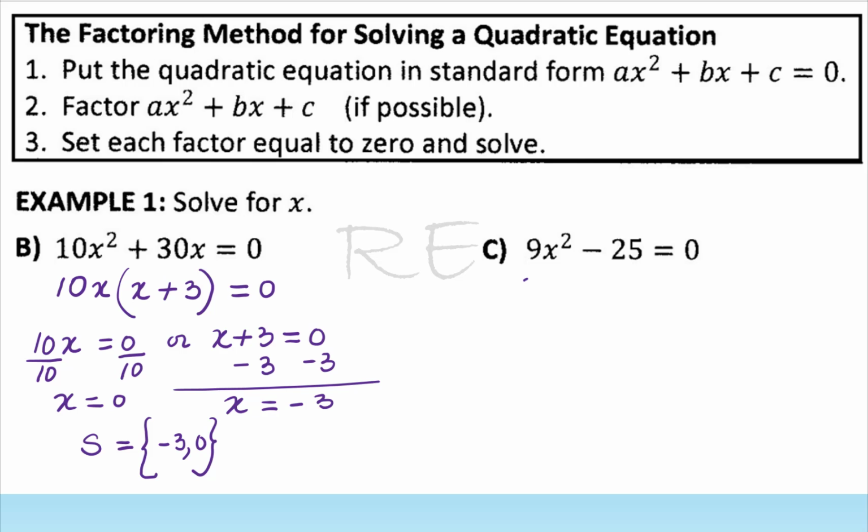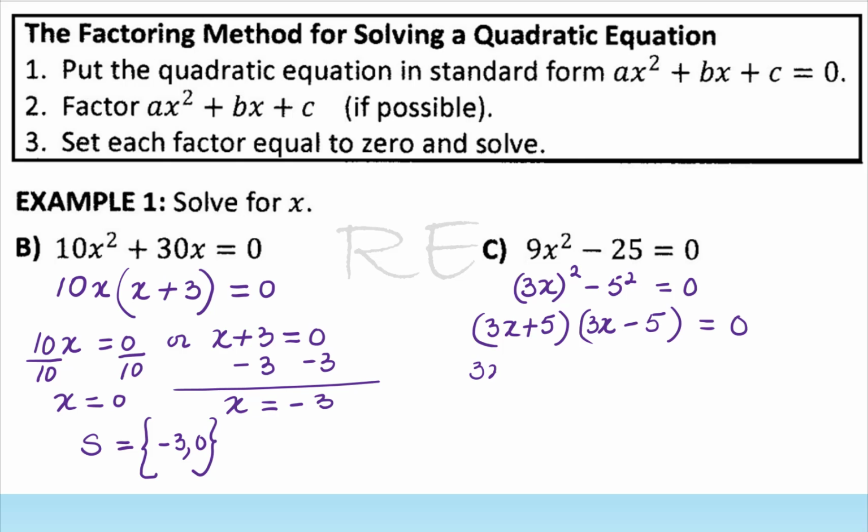C is a difference of two perfect squares. It's really 3x between parentheses squared minus 5 squared is equal to 0, which can be factored as 3x plus 5 times 3x minus 5.